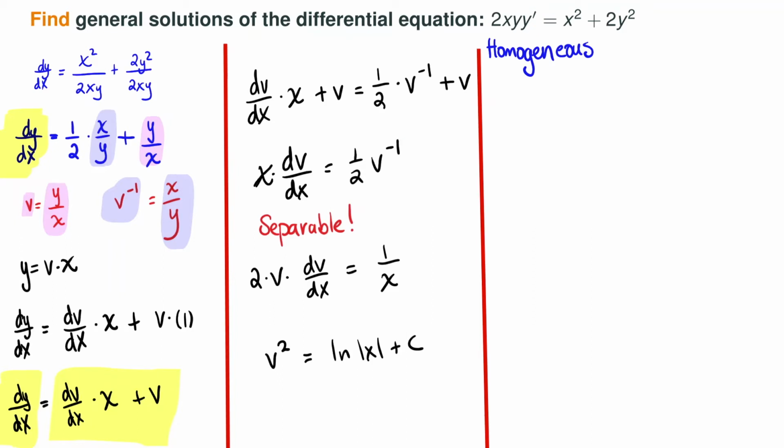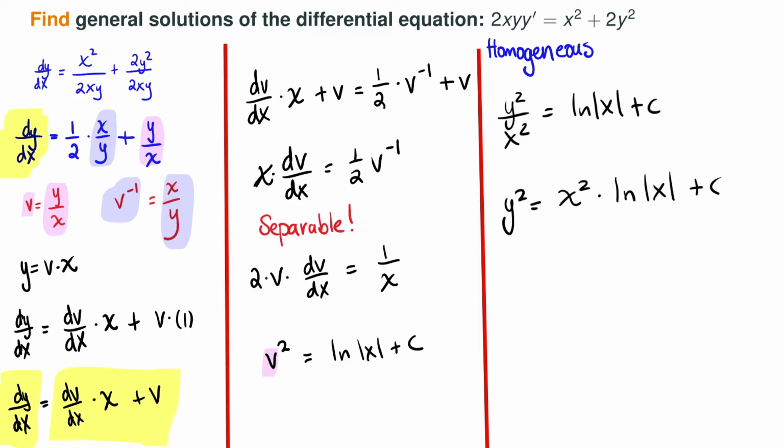And before we finish the problem, we just remember that v was representing our y over x. So this is y squared over x squared equals natural log of the absolute value of x plus c. We can isolate the y squared term, and we get y squared equals x squared times ln absolute value of x plus c is our answer.